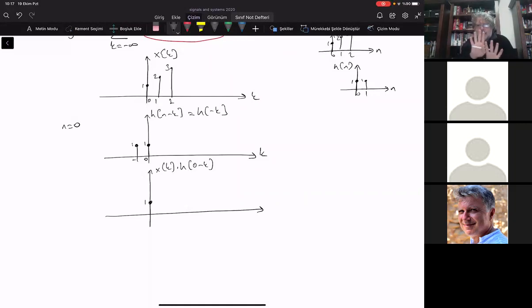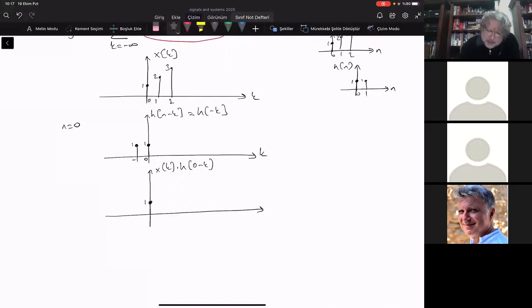Do you see that? Because when you multiply these two signals, they overlap at a point. One of them is here, and the other one is here, and they overlap only at this particular value. There's no further overlap. So when you multiply them, you will only get the multiplication of the value of x of k at k is equal to 0, and h of minus k again at k is equal to 0, which are both ones. So multiplication of 1 and 1 will give you 1, and that's it. The others will always be multiplied by zeros.